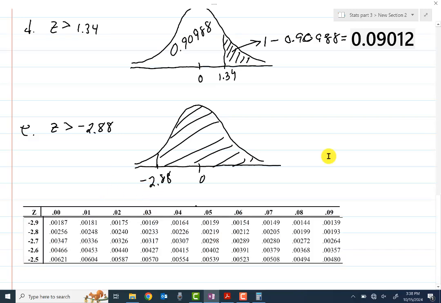Here's the relevant section of the table. I'm going to look at negative 2.88. Let's see what we have. Here to here. 0.00199. Okay. So the shaded region, then, I will just subtract that number from 1.